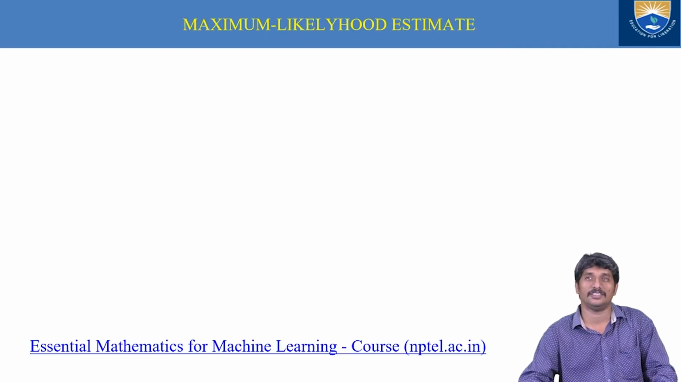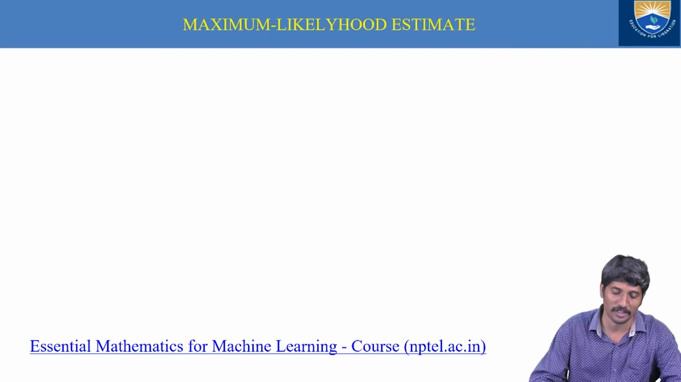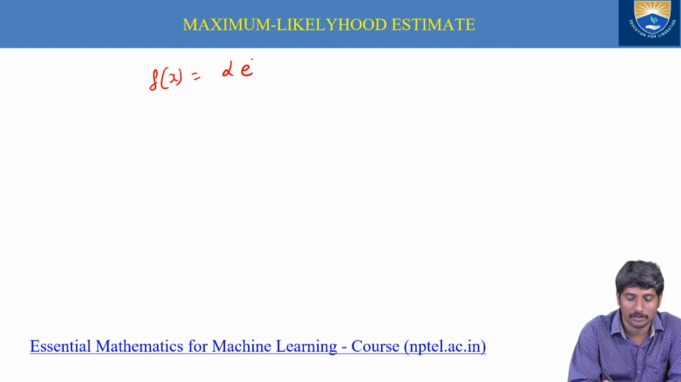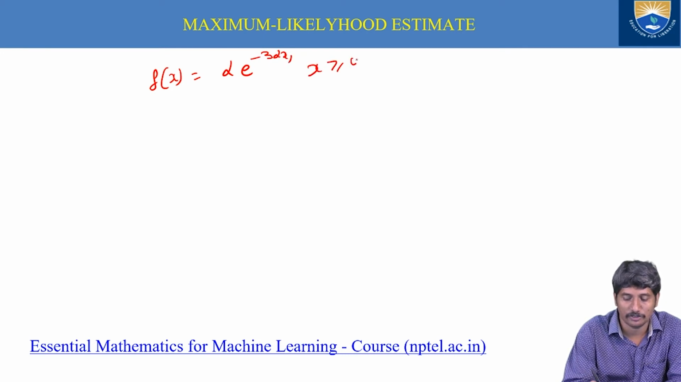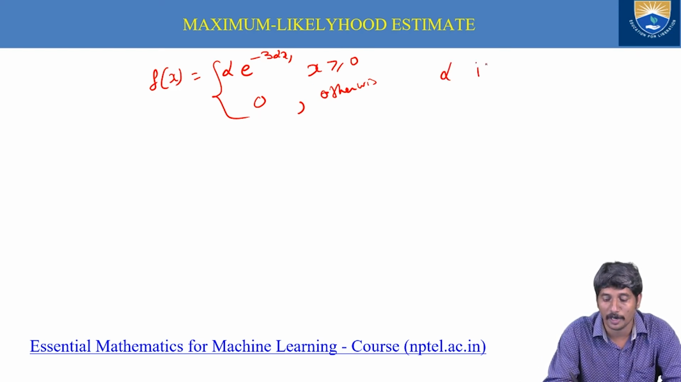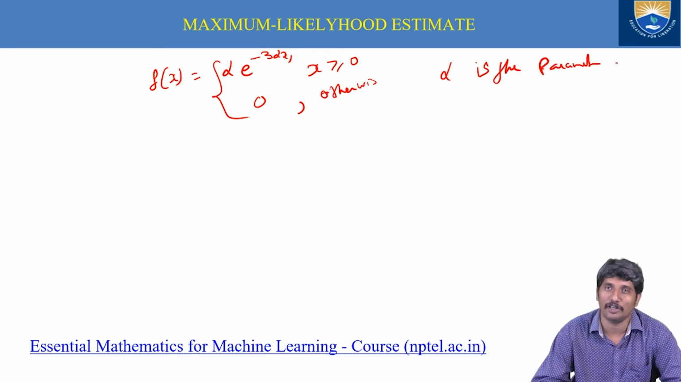Now I would like to conclude this lecture with one more small example. Suppose I am taking a function whose density function is alpha times e power minus 3 alpha x for x greater than or equal to 0, and 0 otherwise, that means for negative x. Now I would like to find the maximum possible value of alpha, because alpha is the parameter.